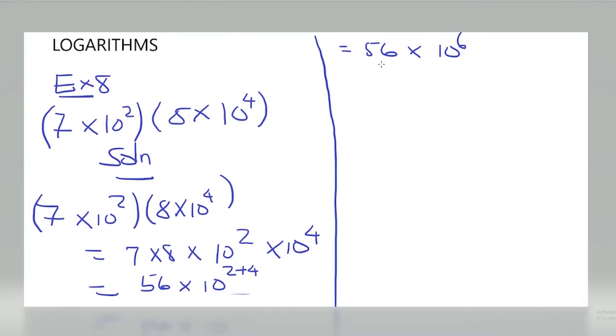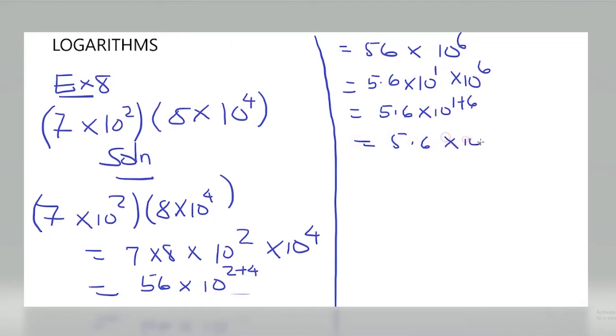Now this should be written into standard notation, so there should be a decimal sign. To write in standard notation, 56 can be written as 5.6 times 10 power 1, because we move the decimal only 1 place. Then times 10 power 6. This will be equal to 5.6 times 10 power 1 plus 6, which is 5.6 times 10 power 7.